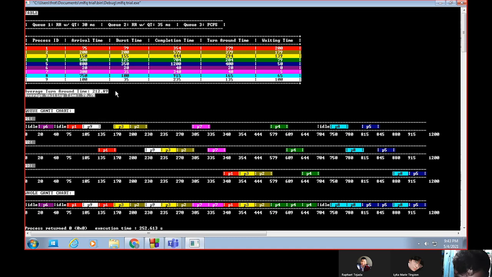Average turnaround time is computed as the total turnaround time divided by the number of processes. So it is 212.89. The average waiting time is the total waiting time divided by the number of processes. So it is 90.78. That's all.